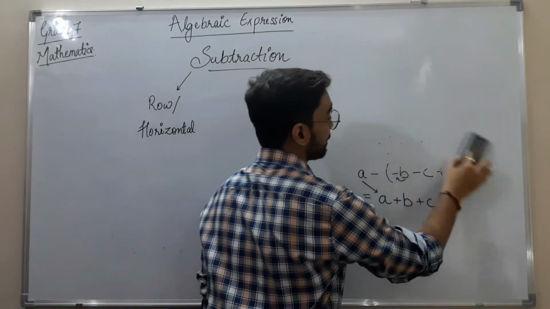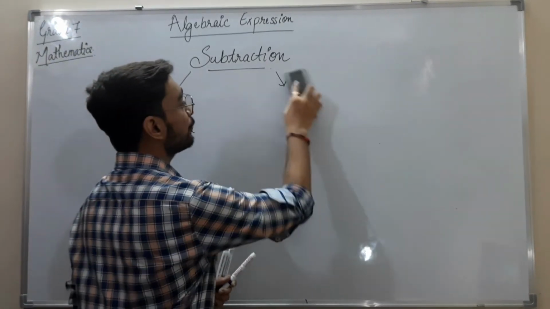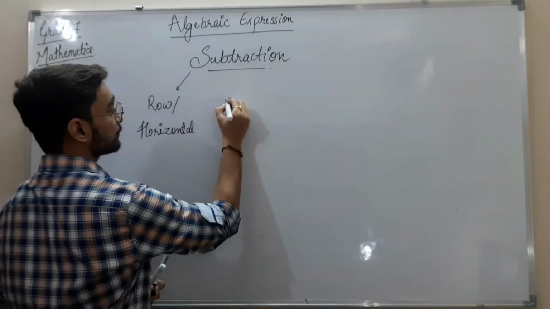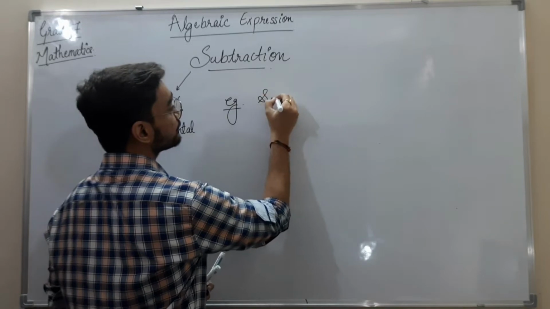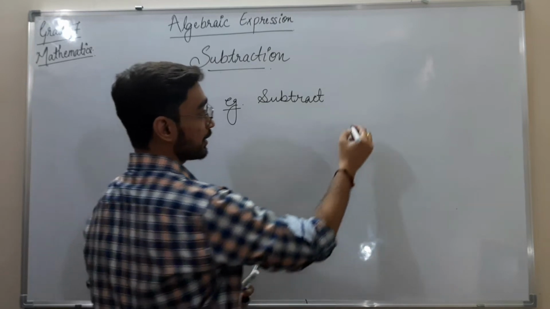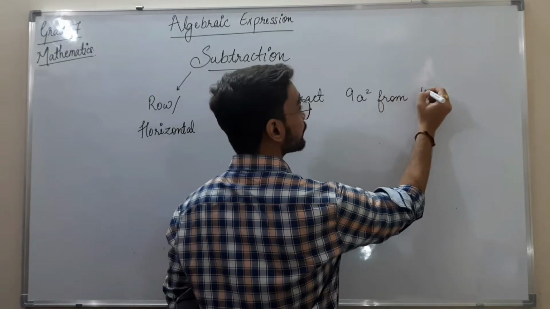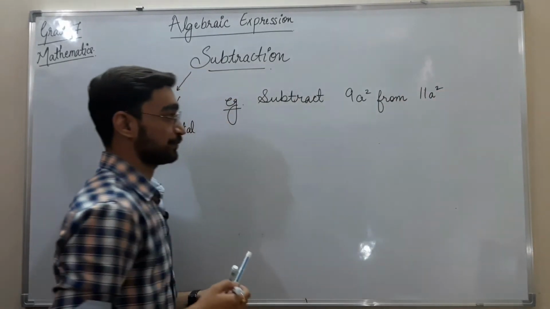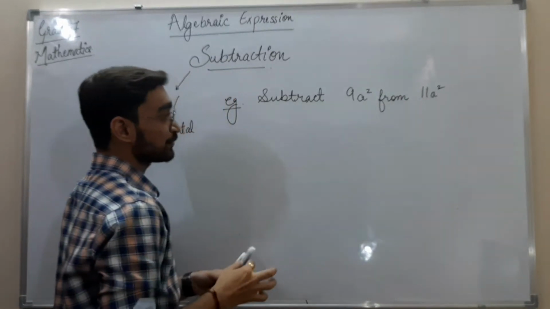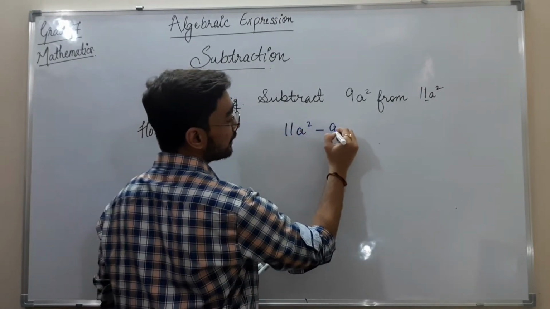So let us see some examples of how we can do this row or horizontal method. Then we can move to our column or vertical method. So first example, subtract 9a square from 11a square. First of all, always remember that if from is coming, which number do I have to write first? 11. 11a square minus 9a square.